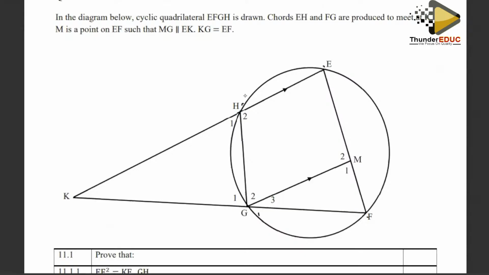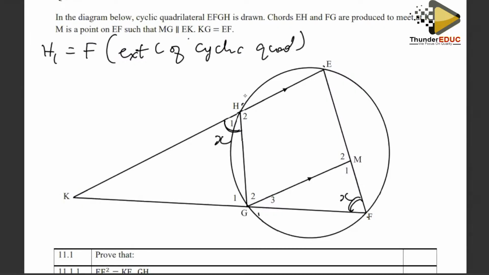Okay. So before we do the proof, this is a cyclic quad. EFGH is a cyclic quad. And if it's a cyclic quad, we know that H1, okay, if I call that X, it's going to be the same as F. Okay, reason being, H1 is the same as F. That is exterior angle of a cyclic quad. That's number one. Number two, the other thing we need to highlight before even we start the proving is that G1 is going to be the same as E. Also exterior angle of a cyclic quad. So if this is a Y, this must also be a Y.